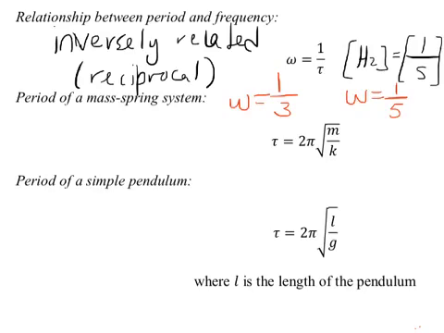And that's what inversely related means. As the period of the oscillation increases, you can write this down in words if you want to give yourself a little bit of an explanation. As the period of oscillation increases, the frequency decreases. And again, that's what inversely related means. Okay?